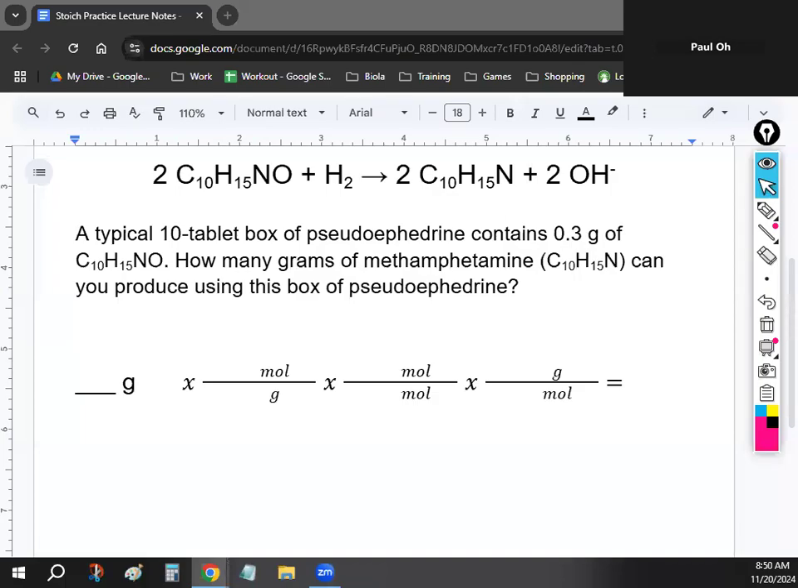So the first step is going to balance the equation, but it's already done for you. So we're already there. All right, the second step is we need to identify the starting and the ending chemical, right? And we need to find their molar mass.